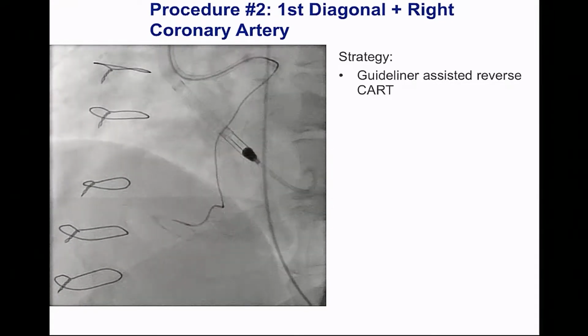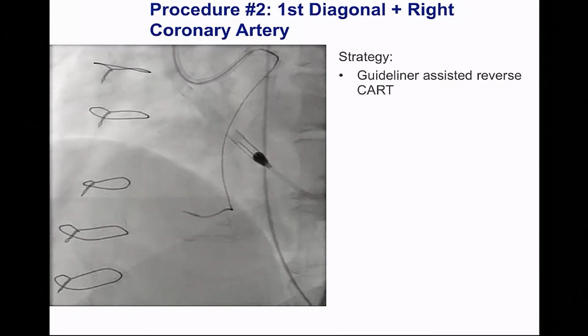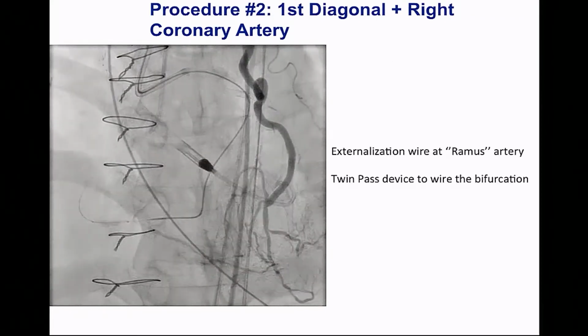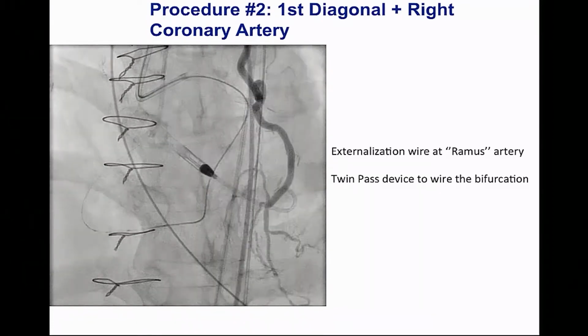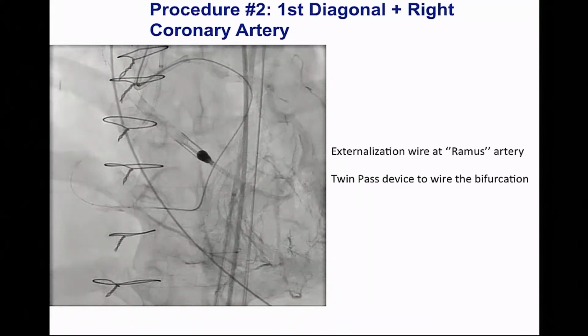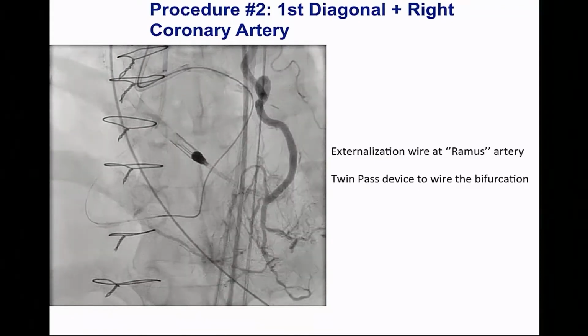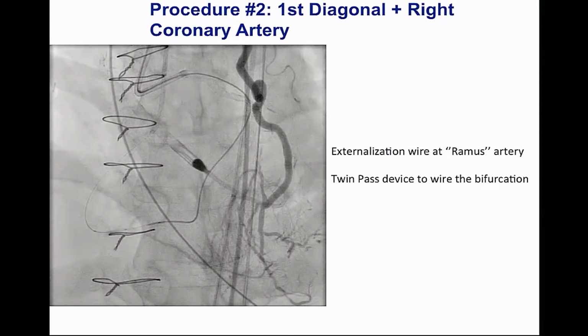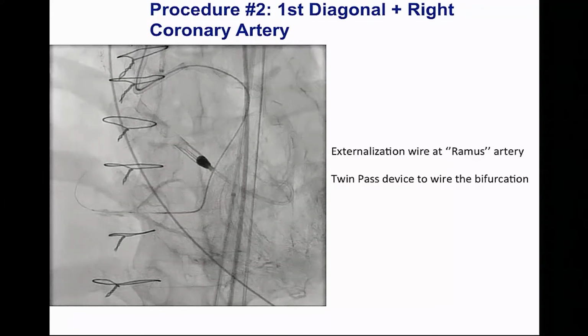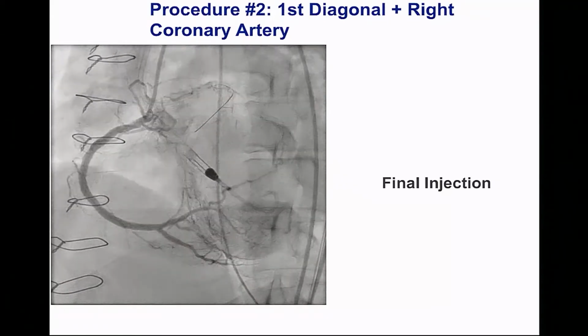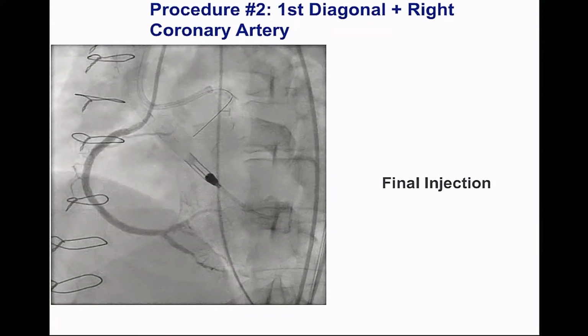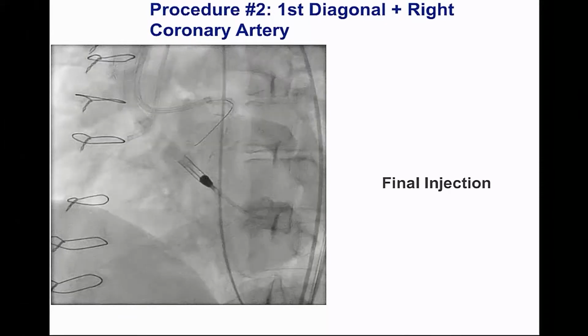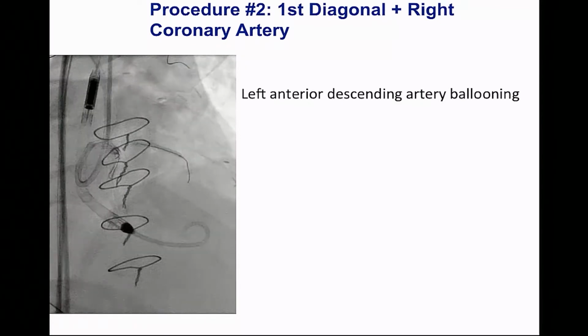So after advancing the microcatheter, we did a small tip injection to make sure where we were. And after that, we planned a guideliner assisted reverse CART. However, we were so unlucky, and the wire was actually in some kind of a ramus artery between the PDA and the PL. So we used the Twin-Pass device to access both branches. And after stenting the bifurcation, with all the chapters in interventional cardiology, we did the final injection, and that's the result on the RCA.